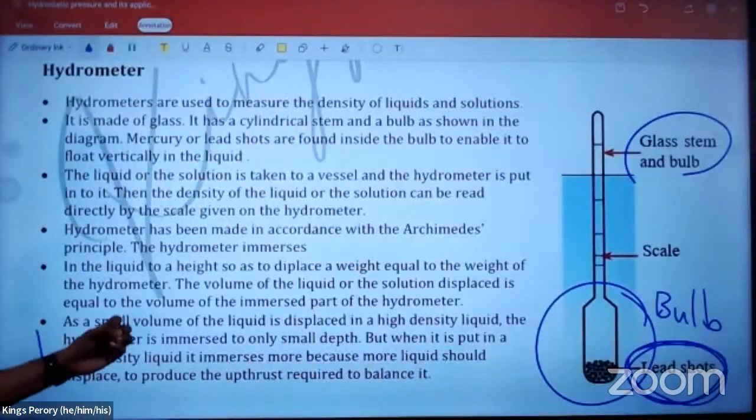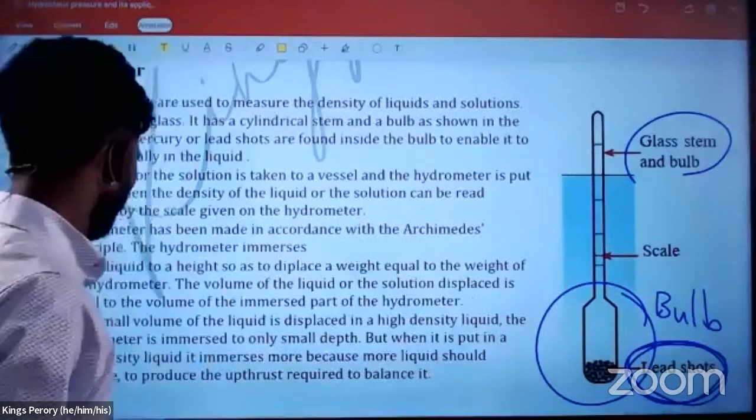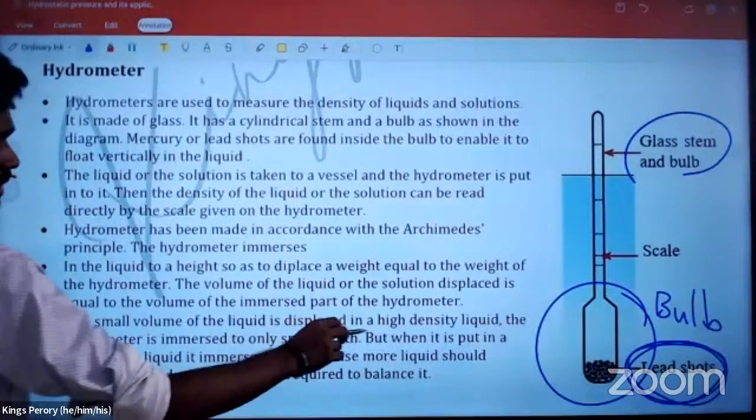As a small volume of liquid is displaced in a high density liquid, the hydrometer is immersed to a small depth. This part I'll explain.